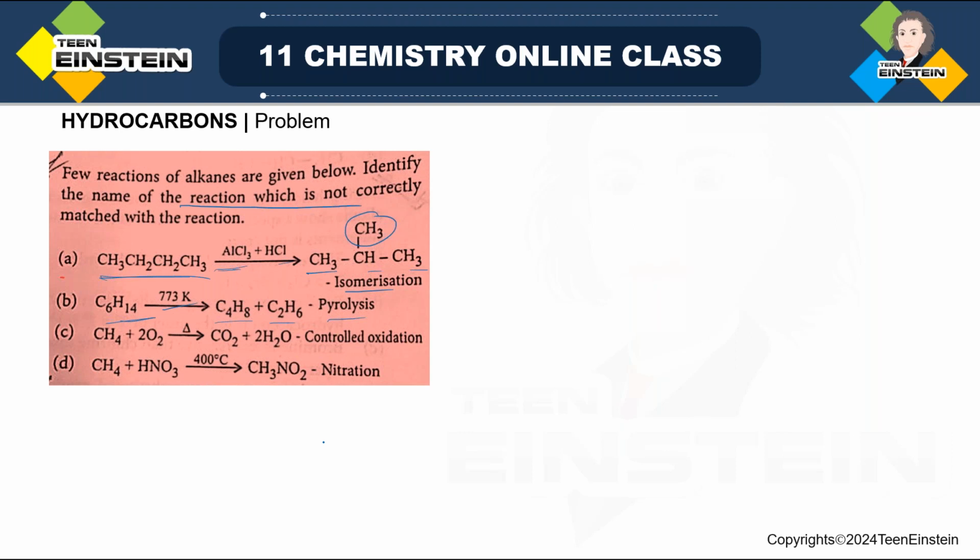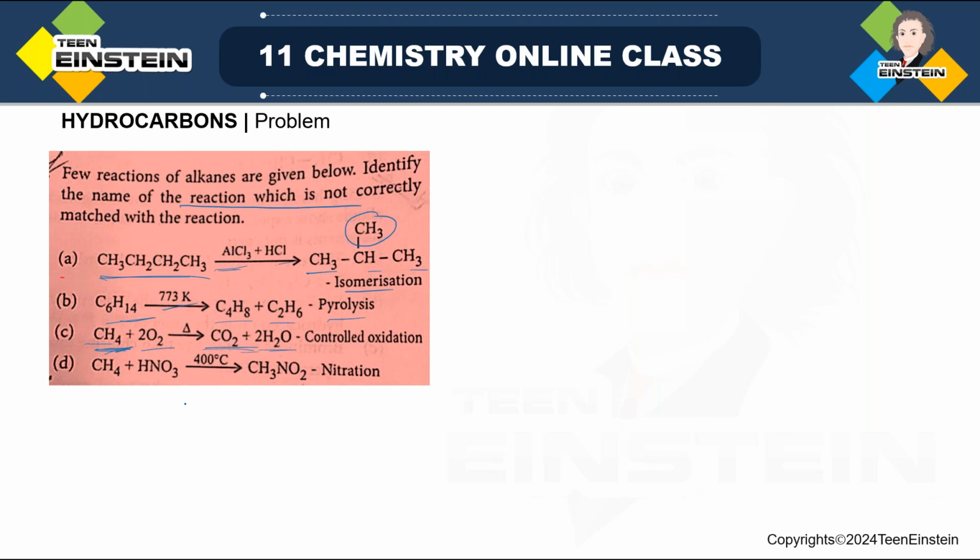Then option C, methane reacting with oxygen. And look at this. This is complete oxidation because on the left hand side you have 1 carbon. Now you are getting 1 CO2. You have 4 hydrogen and now you have 2 H2O. So all the 4 hydrogens are now in the form of water.